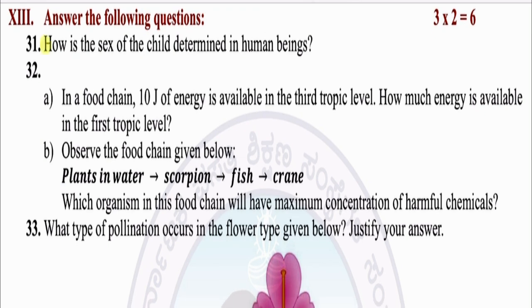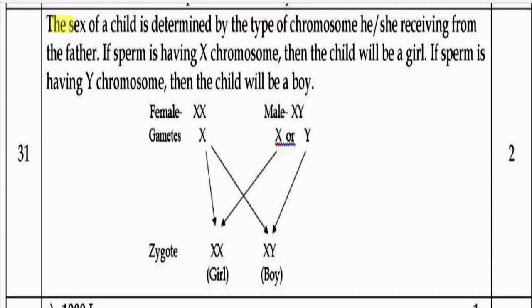31st question. How is the sex of the child determined in human beings? The sex of a child is determined by the type of chromosome he or she receives from the father. If the sperm has an X chromosome, then the child will be a girl. If the sperm has a Y chromosome, then the child will be a boy. You can refer to this chart. It will make the explanation easy.